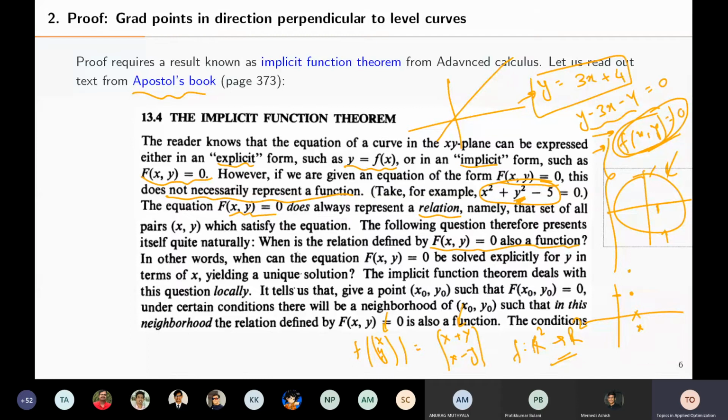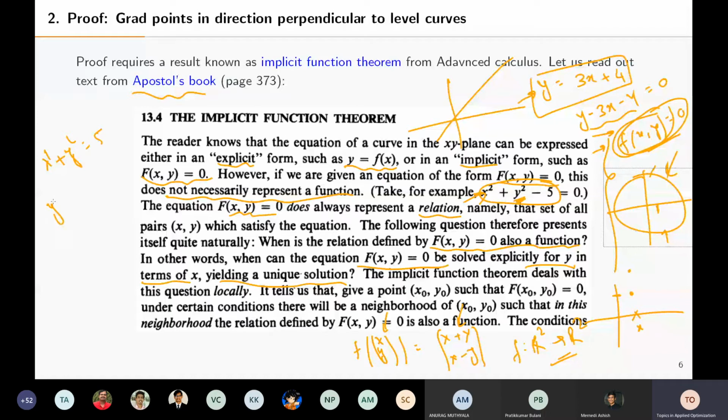So the following question therefore presents itself quite naturally. When is the relation defined by f(x, y) equals 0 also a function? In other words, when can this equation be solved explicitly for y? So can you solve this explicitly for y in terms of x, yielding a unique solution? For instance, we had this counter example here: x square plus y square is 5, and try to solve this for y, right?